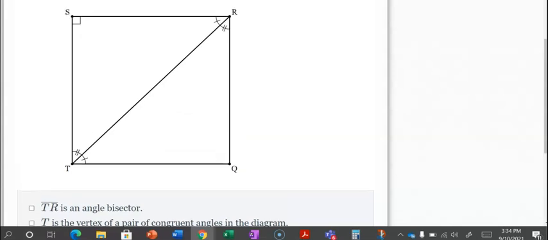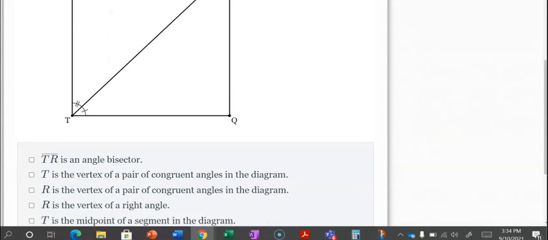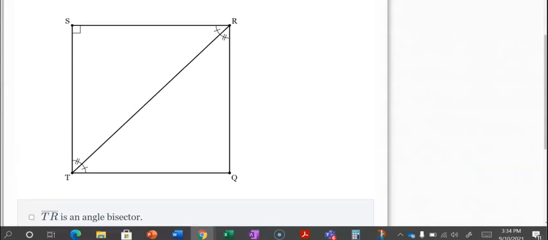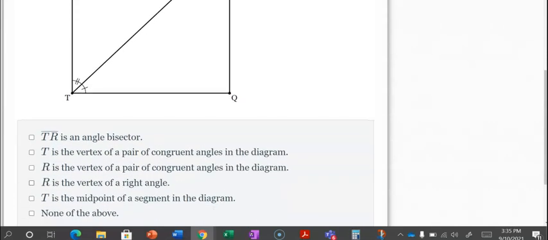R, same thing. These two angles are not congruent to each other, therefore R is not the vertex of a pair of congruent angles. R is the vertex of a right angle. Okay, this one requires a little bit of extrapolation. So we know that this is a four-sided figure. We know that this is a right angle. I don't think at this point we can assume, no, we have no indicator to know that that would be a right angle at this time. T is the midpoint of a segment, so it's none of the above.